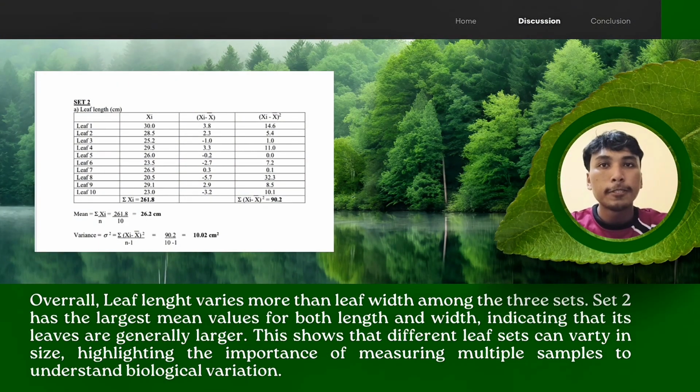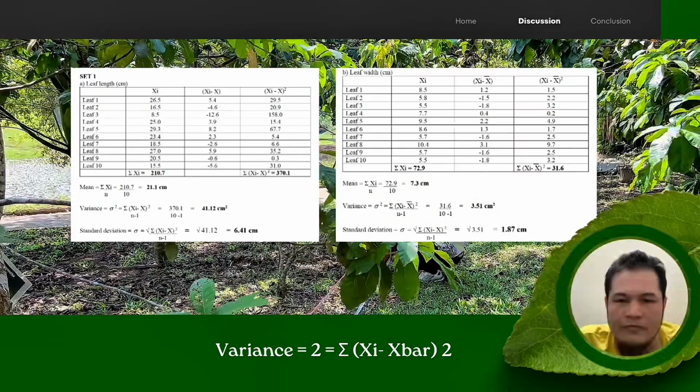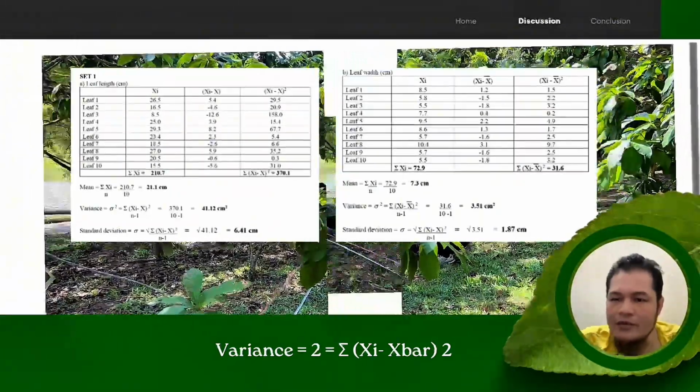Overall, in comparison, leaf length varies more than leaf width among the three sets. Set 2 has the largest mean value for both length and width, indicating that its leaves are generally larger. This shows that different leaf sets can vary in size, highlighting the importance of measuring multiple samples to understand biological variation. By the mean, we can calculate the variance and standard deviation.